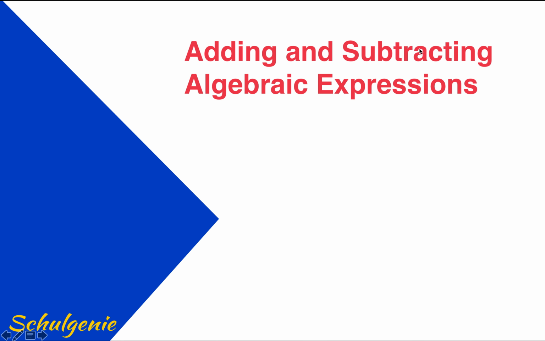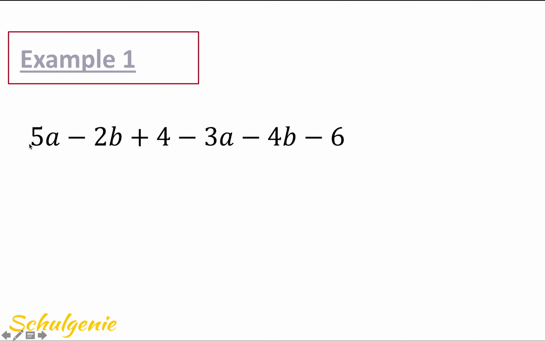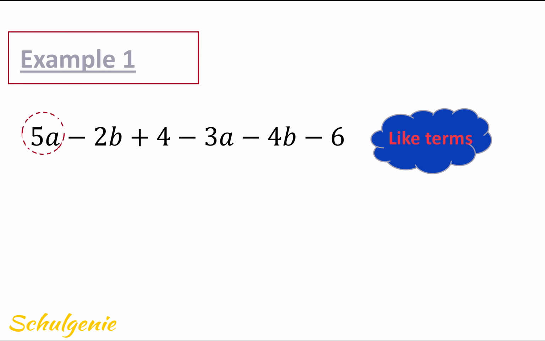Now, let's learn how to add and subtract algebraic expressions and do some examples to practice. So, example number 1, we have a very simple expression. You will see in a minute. We have 6 terms: 5a minus 2b plus 4 minus 3a minus 4b minus 6. And now the first step, always remember, is to find the like terms. So here we have 5a and negative 3a as like terms because they have the variable a. Then we have 4 and negative 6 as like terms, and last but not least, negative 2b and negative 4b.